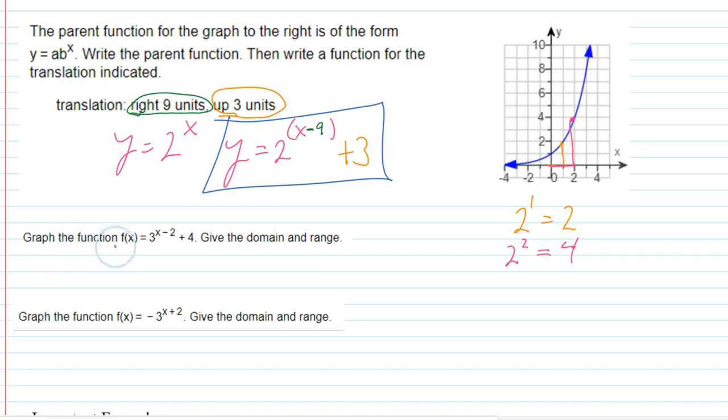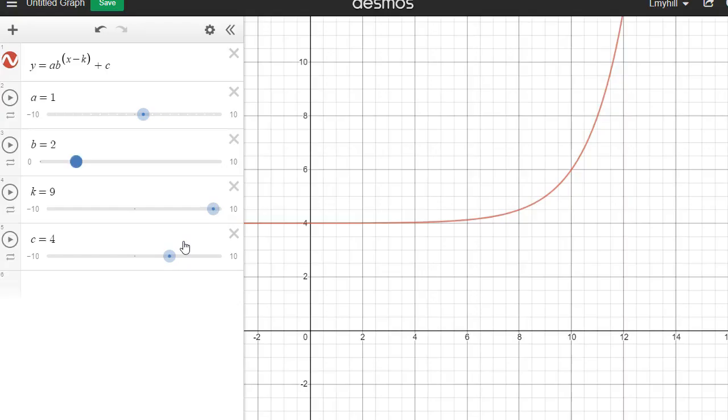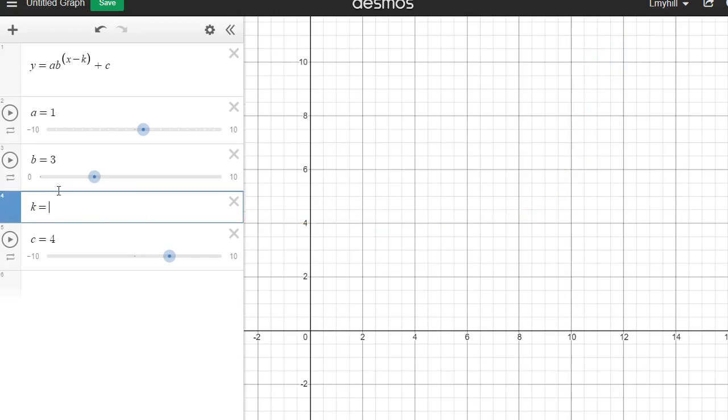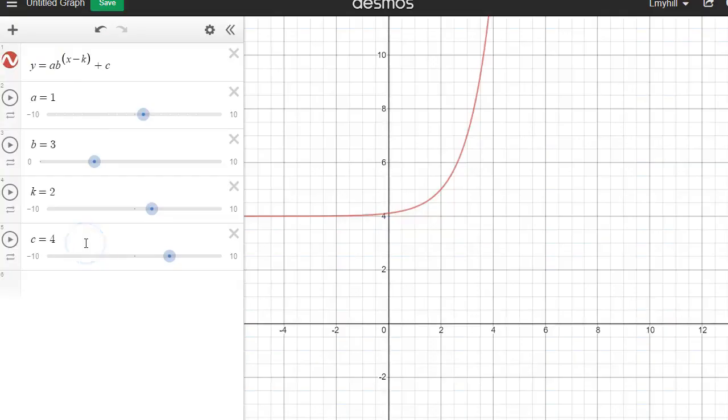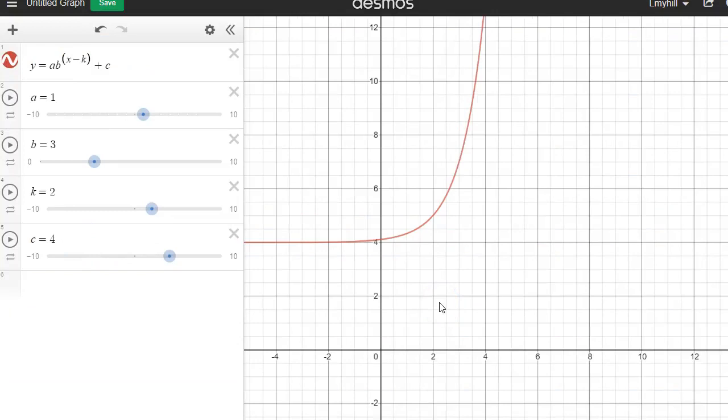Now, the next one says graph the function of f of x is equal to 3x minus 2 plus 4. So we're going to go back over to Desmos. They said our base is going to be 3, our k value is going to be 2, and our c value is going to be 4. So what that did is it moved the graph up 4 and to the right 2.